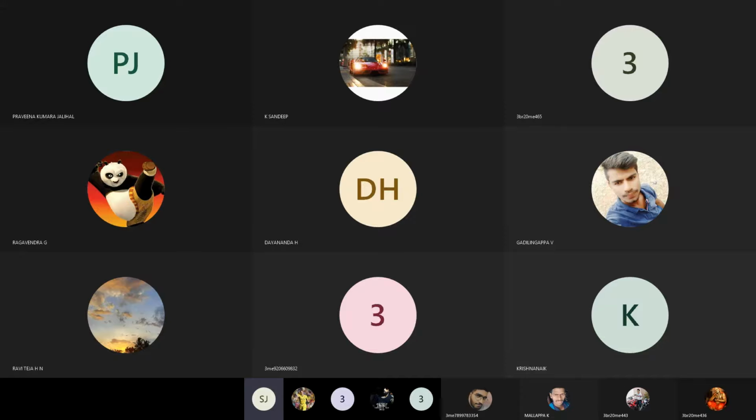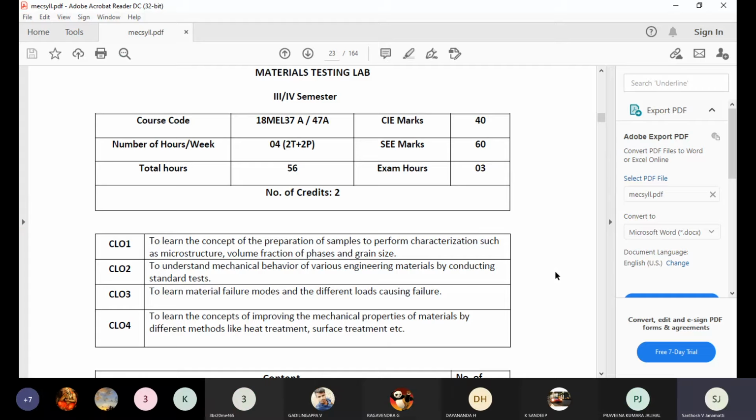I think you are able to see this material testing lab. This is for third semester and fourth semester. Now for the B and C sections, you people have this material testing lab. However, we are discussing the materials regarding the material science chapter.